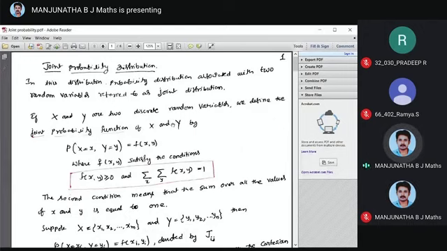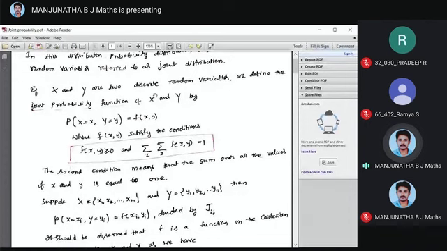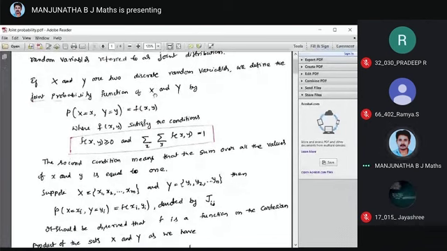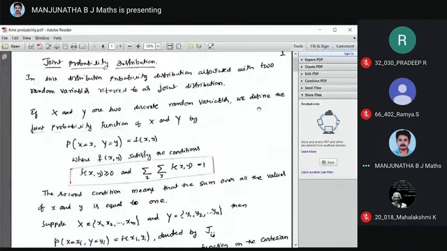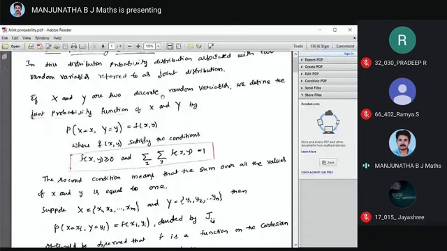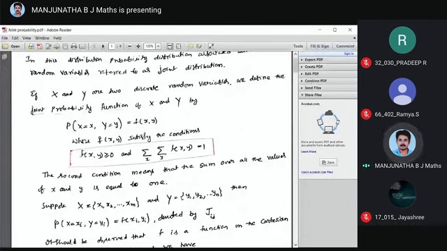Now the joint distribution of X and Y. There are two variables here, two discrete random variables. The joint probability distribution associated with two random variables is referred to as joint distributions. If X and Y are two discrete random variables, we define the joint probability function of X and Y. That is, the notation is probability of X equal to small x, Y equal to small y.